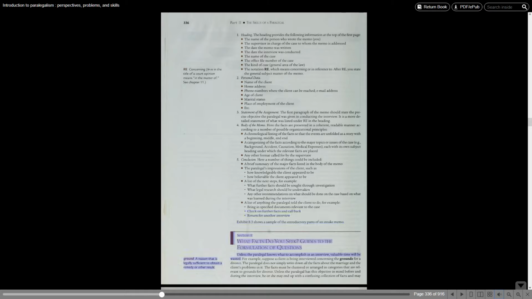Ground: a reason that is legally sufficient to obtain a remedy or other result. Section E. What facts do you seek? Guides to the formulation of questions. Unless the paralegal knows what to accomplish in an interview, valuable time will be wasted.